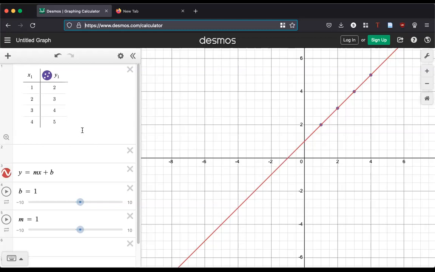Yes. Okay, so let's assume we have a linear relationship. You can see this is a linear relationship, right? We have X and Y. If X is 1, Y is 2. If X is 2, Y is 3. Can you see that? So this is a linear relationship, right?